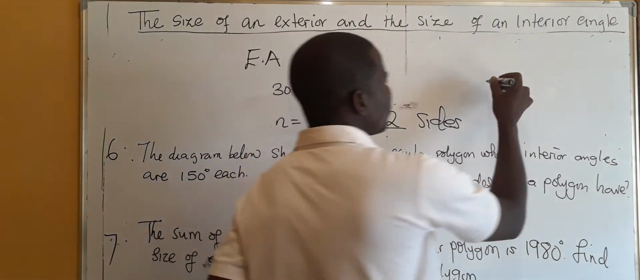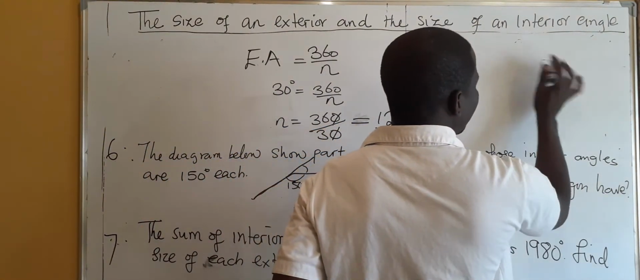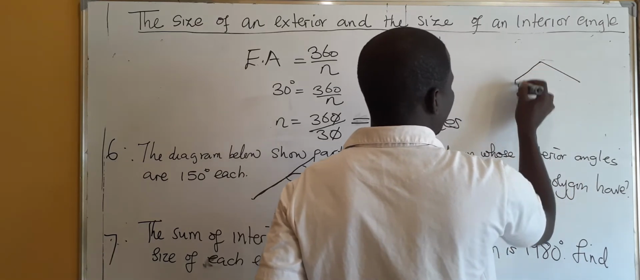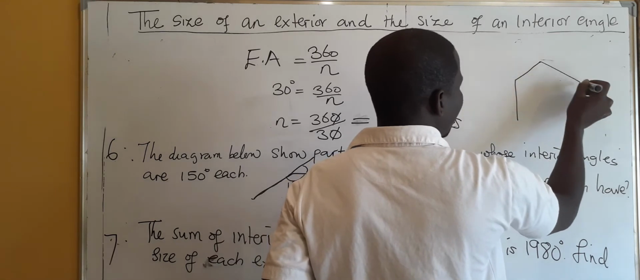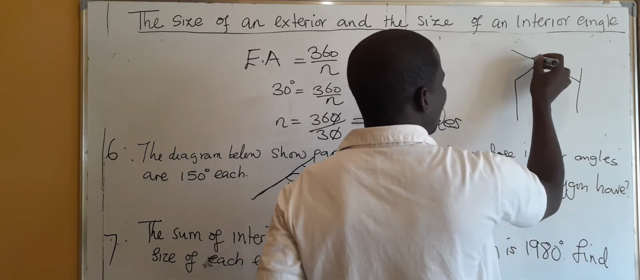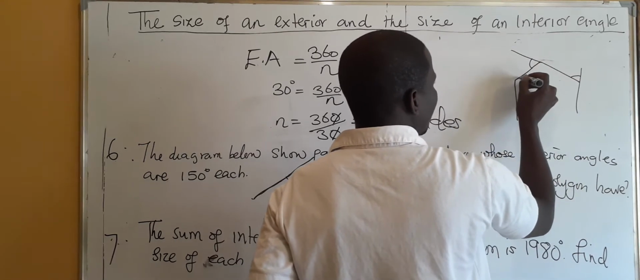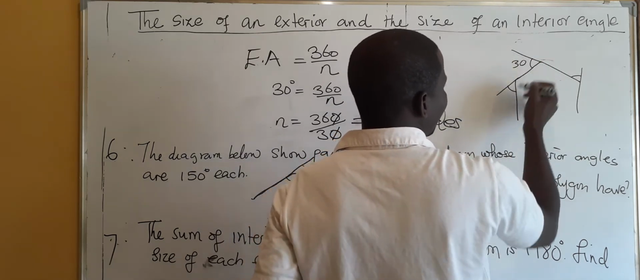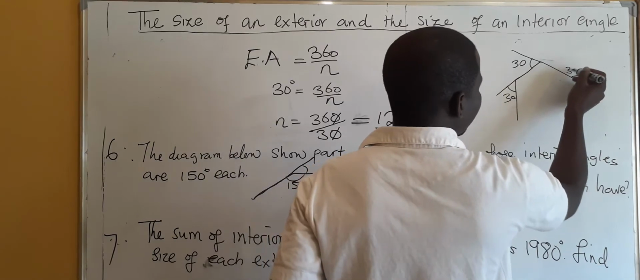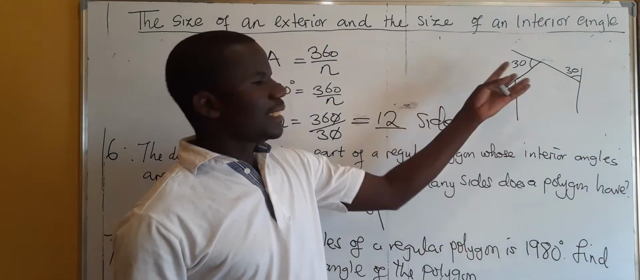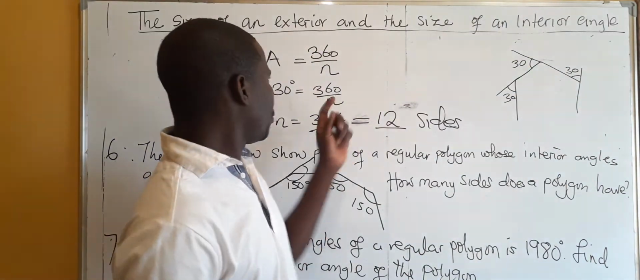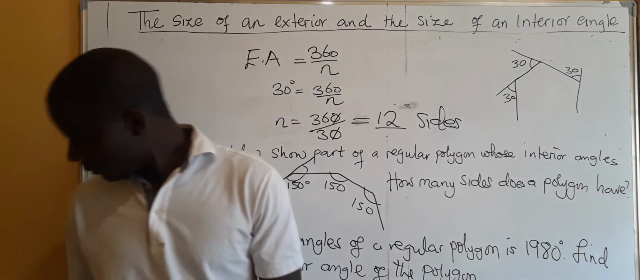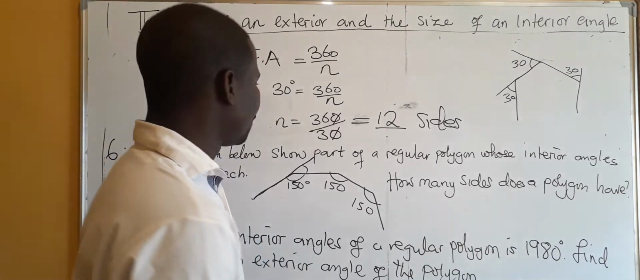There are times when you are going to find a diagram is given. Now in this case, maybe they'll give you these external angles. For instance, if they gave you this is 30, this is 30, this is 30, and they ask you to find the number of sides of this polygon, you go straight here. That is very simple. Okay, so let's go to the last one.